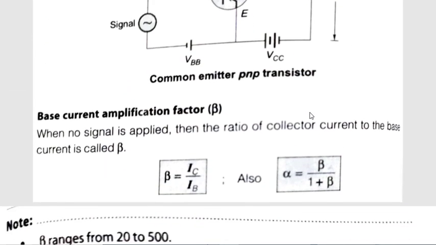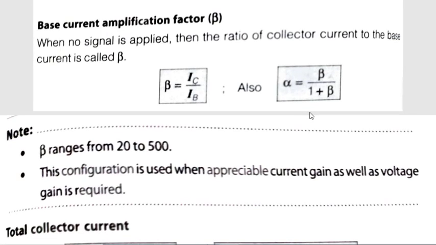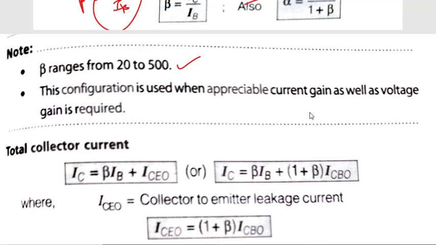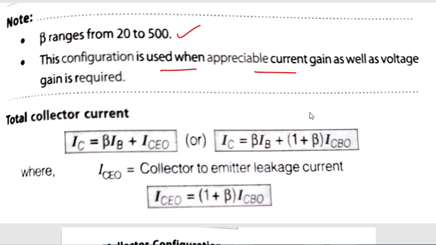Now for common emitter configuration, the current gain is given as beta. In common base it is alpha, but here it is beta. Here beta is equal to IC upon IB, or if we want to express alpha in terms of beta, then alpha is equal to beta upon 1 plus beta. Remember this. Beta value ranges from 20 to 500, whereas alpha value ranges from 0 to 1 only. This configuration is used when appreciable current gain as well as voltage gain is required.